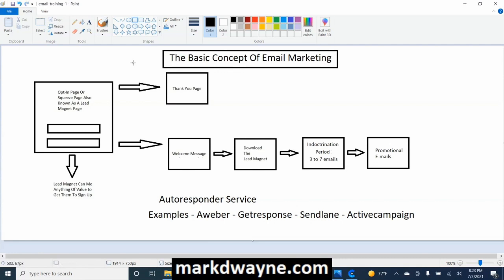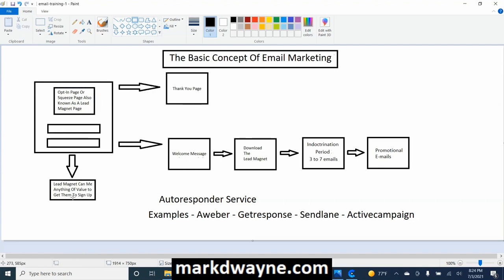The whole idea of email marketing is to get someone's name and email, or just their email address. You do that with a bribe known as a lead magnet. A lead magnet can be anything of value to get them to sign up. And you get them to sign up on what is known as an opt-in page or squeeze page, also known as a lead magnet page. It also can be a registration form.